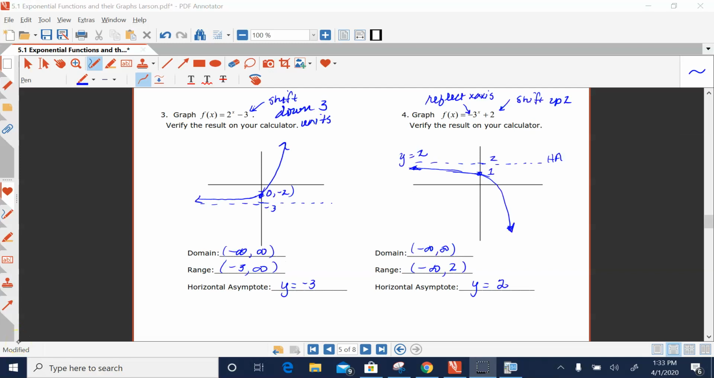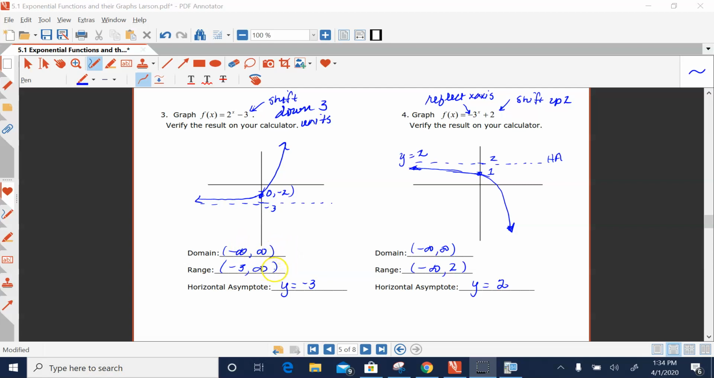So let's wrap up this first video from section 5.1 with these two graphs. If you go to your calculator and type in 2 to the x minus 3, you'll see this blue graph here represented below, and it's an increasing function. It's shifted down 3 units because we're subtracting 3, so the horizontal asymptote goes from 0 down to -3. The y-intercept goes down to -2. Now the domain is the same regardless of what we do to our exponential functions. It's always negative to positive infinity.